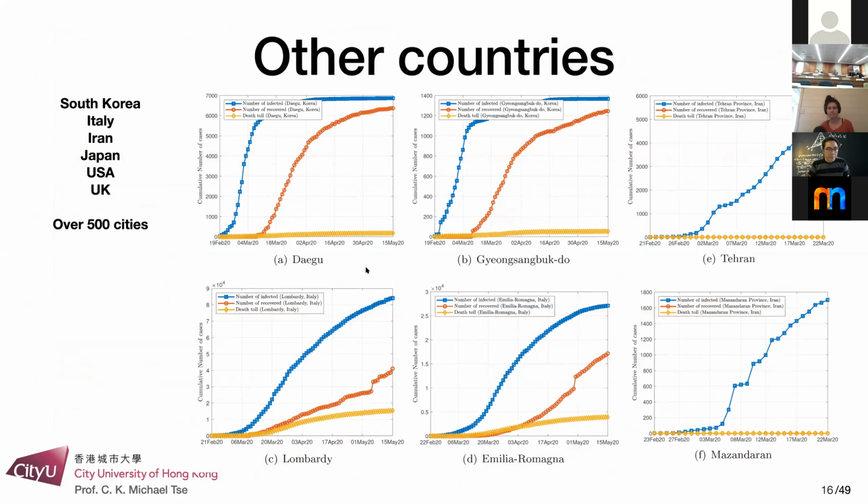We extended the data collection to South Korea, Italy, Iran, Japan, and recently also to Australia and a few other countries. Basically we look at different provinces or states, or in the case of Japan, prefectures, as they like to call it. And for Australia, we just look at different states like New South Wales, WA, Victoria, and so on.